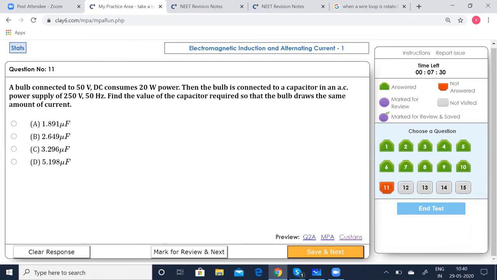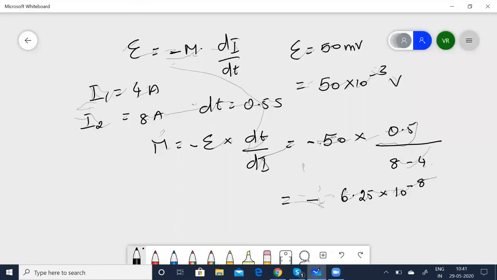A bulb connected to 50 volts DC consumes 20 watts power. Then the bulb is connected to a capacitor in an AC power supply of 250 volts, 50 hertz. Find the value of the capacitor required so that the bulb draws the same amount of current. All right. So now we can see power. Okay, let's see. The data is given. So he's asking you to find the value of the capacitor.